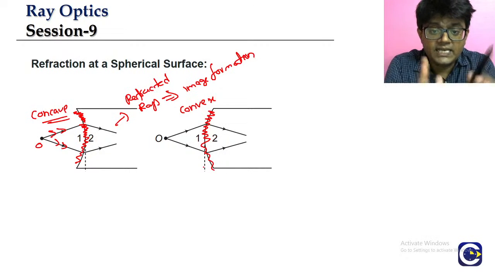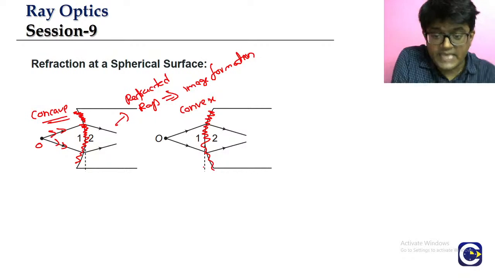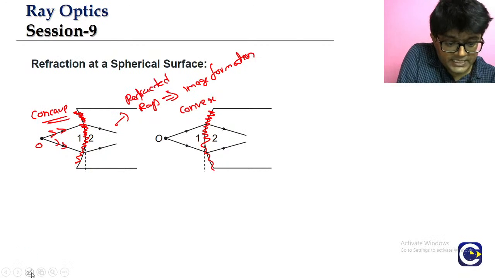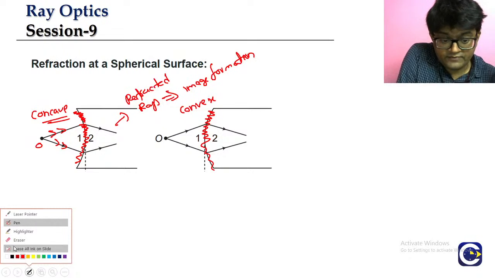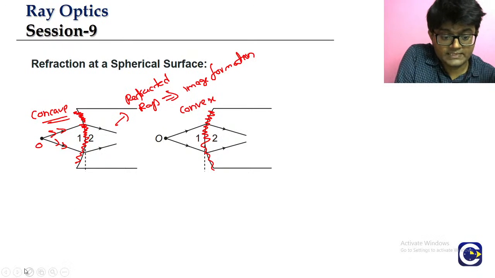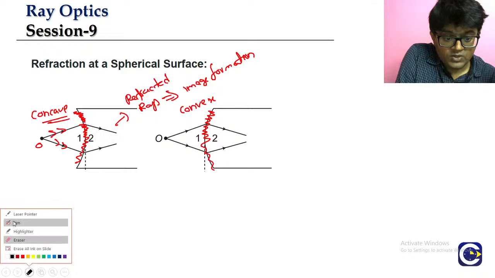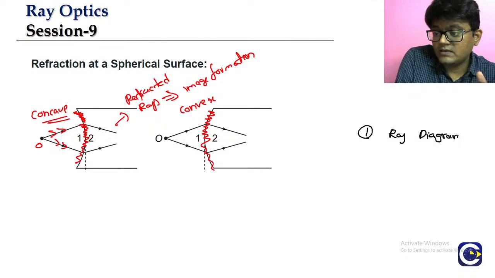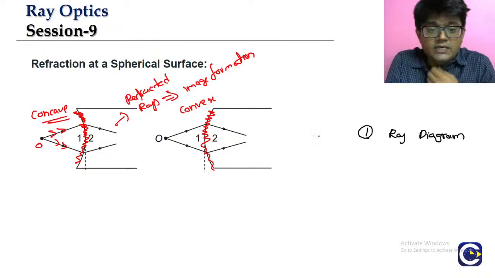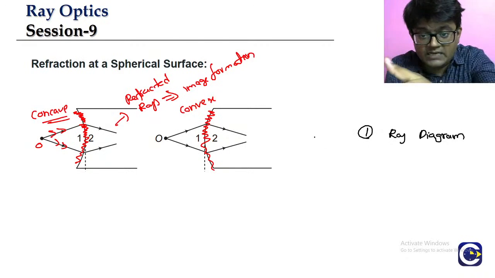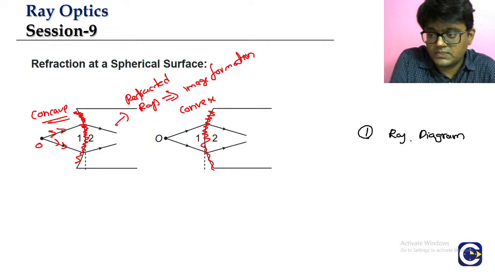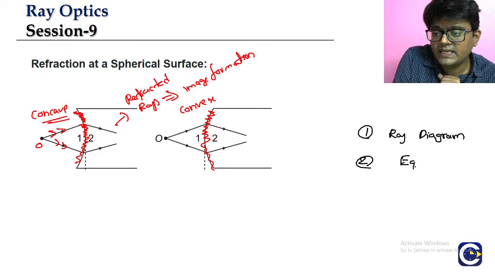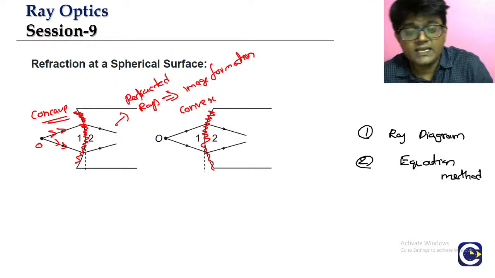Because of the refraction at a spherical surface. Further, when we have the study of image formation, like in the case of reflection, we have two methods. One is the ray diagram method, where we follow the path of the refracted rays and see where they are converging or where they appear to diverge from. The second method is the equation method.